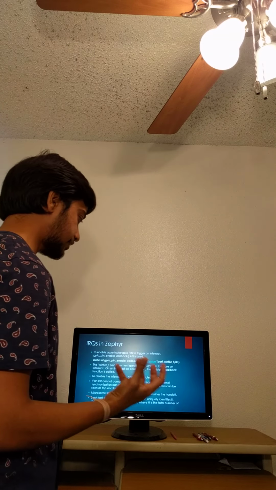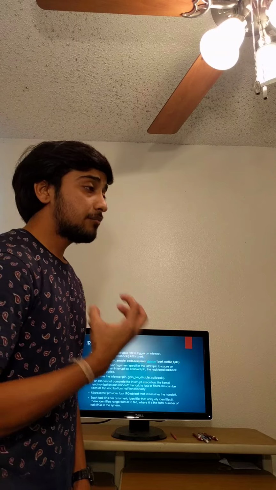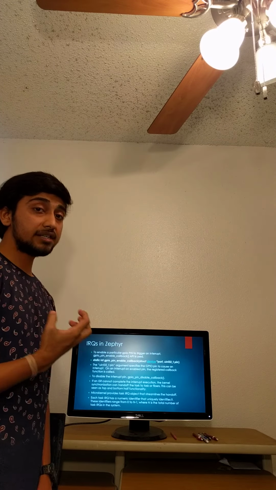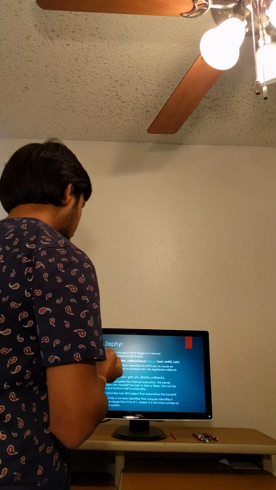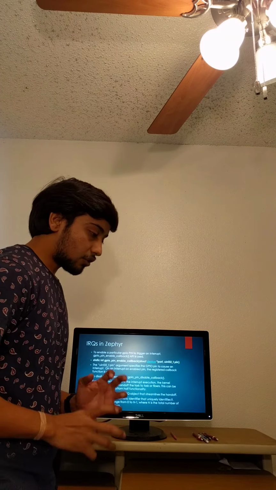To disable the interrupt pin, we use the GPIO disable callback function. It is very important to clear the data structure and clear the callback functions after you are done, for application performance.